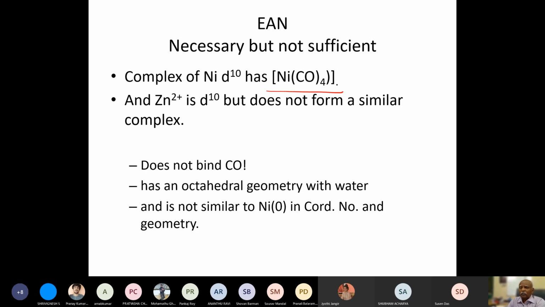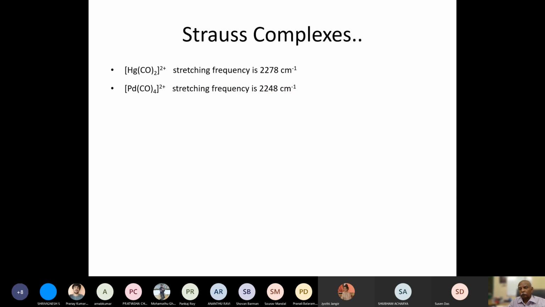Now, let's take a look at some of the things which do not form metal carbonyls. For example, zinc 2 plus is a d10 element just like nickel, but it does not form a similar complex. It is probably a matter of time, people might make it, but even if they do, the interaction between the carbon monoxide and the metal is going to be very weak. Why? Because of the positive charge, the d orbitals will be shrunk and the extent of donation will be very poor. It's not going to be as good as nickel 0.